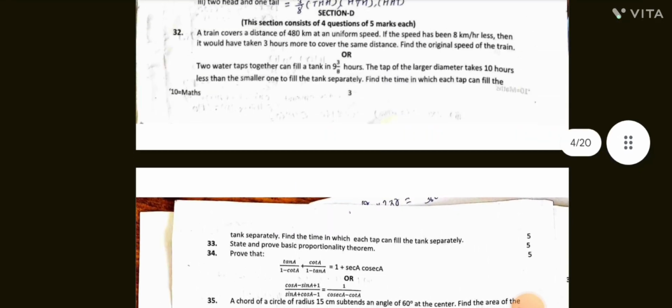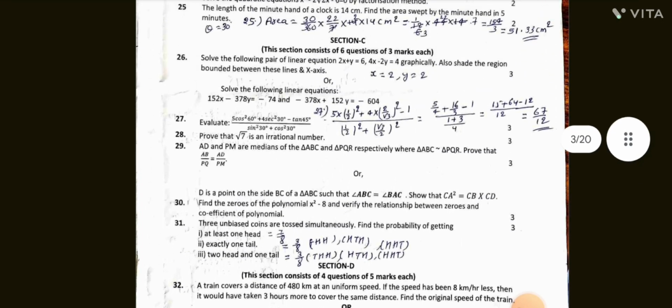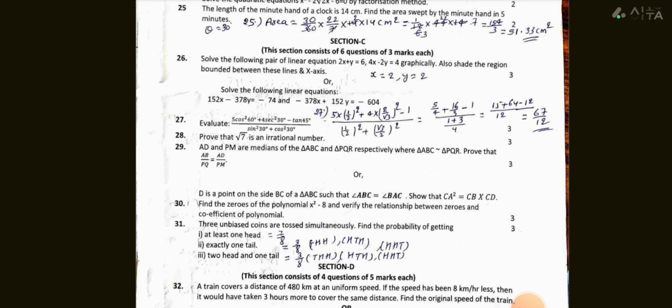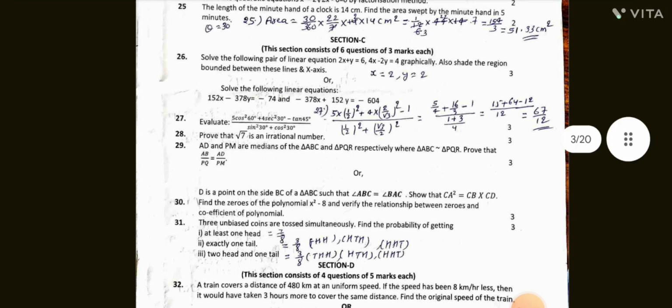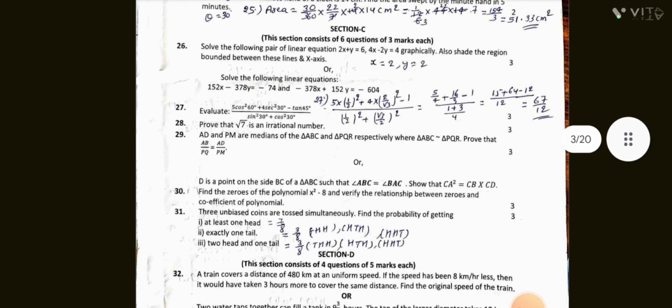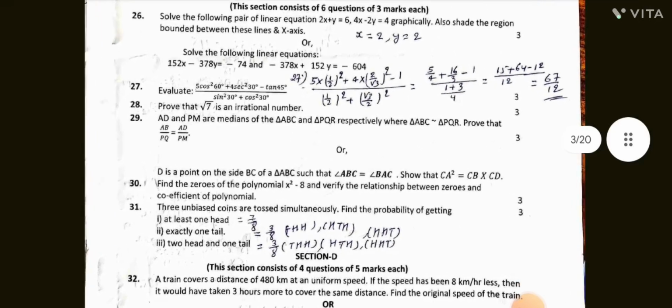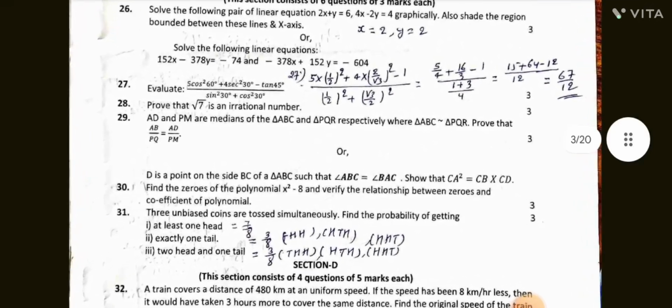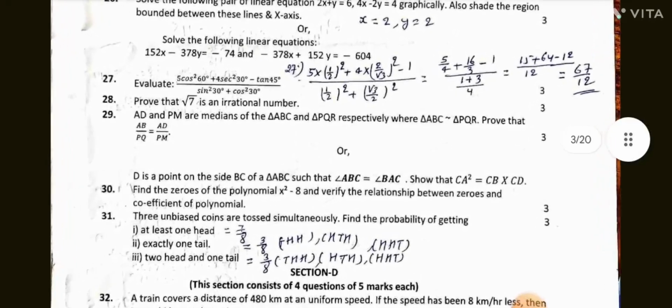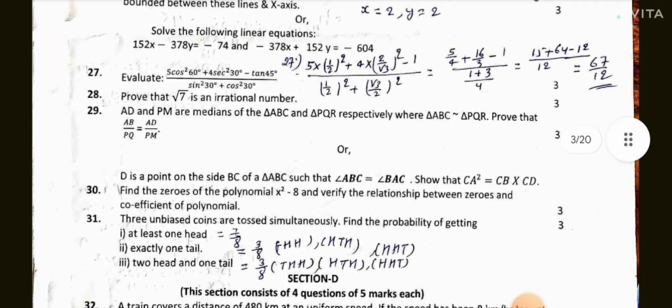Solve the following linear equations: 152x minus 370y equal to minus 74, and again, minus 378x plus 152y equal to minus 604. Now you can see the solution of that question is also here.